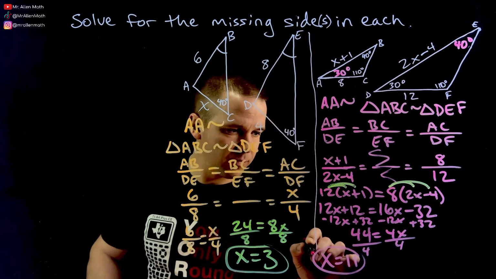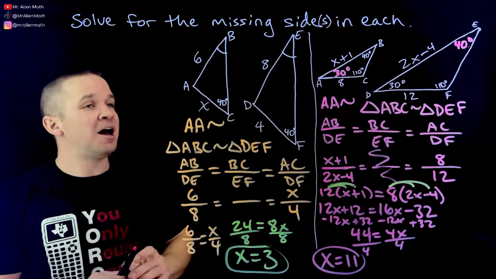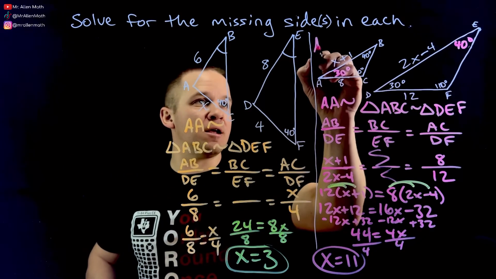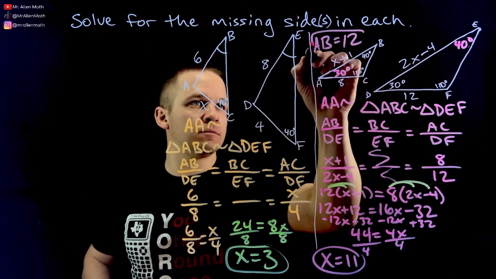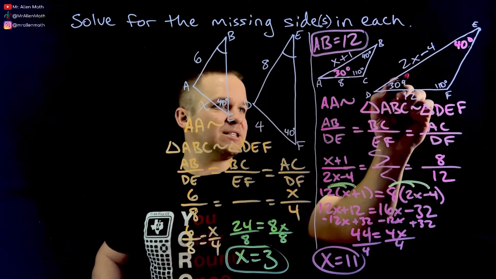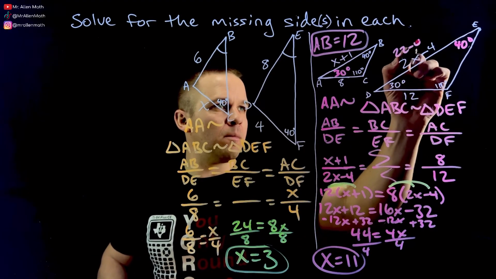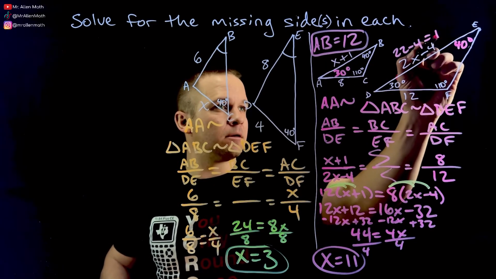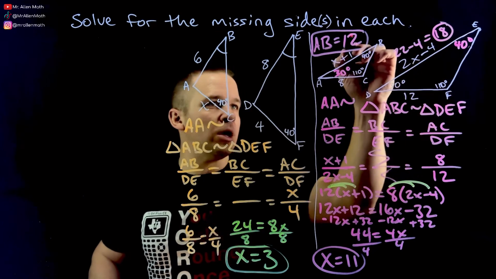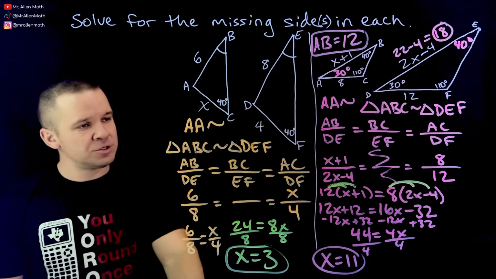But hold up. Maybe I shouldn't have circled that, because it says solve for the missing sides. So that would make AB right here 11 plus 1, which is 12. And then DE here is going to be 22 minus 4, right? If I plug 11 in, I'm going to get 22 minus 4. That's going to be 18. Boom. There's my two sides, 12 and 18. We got it. Super dope.